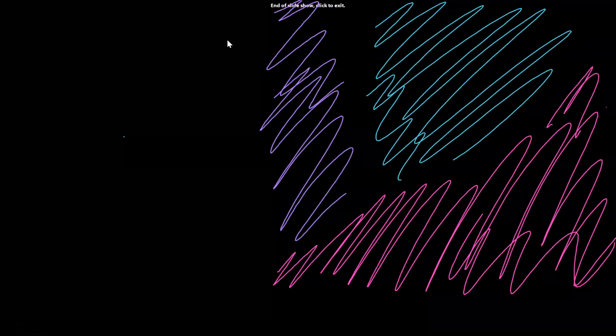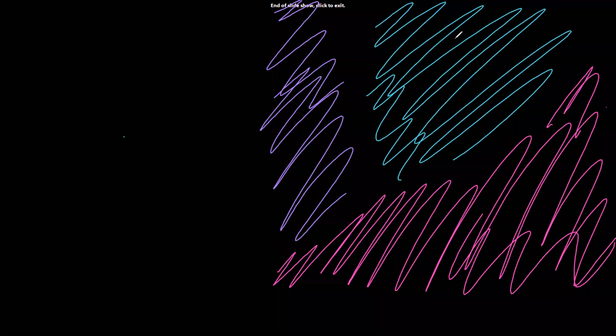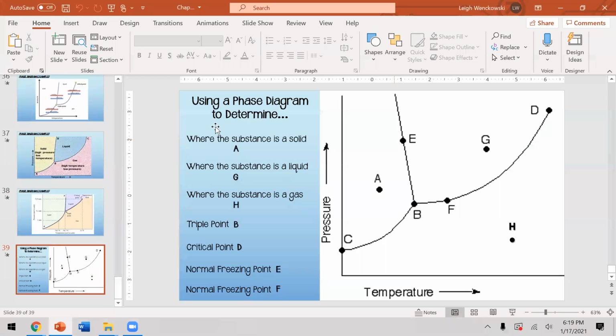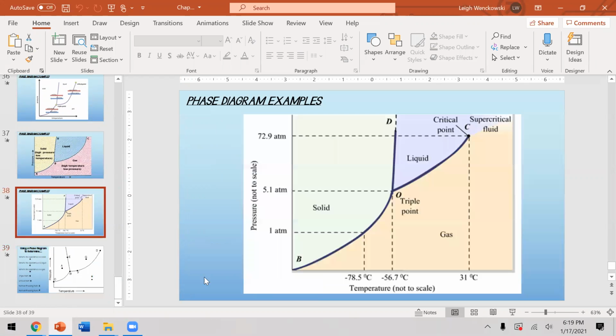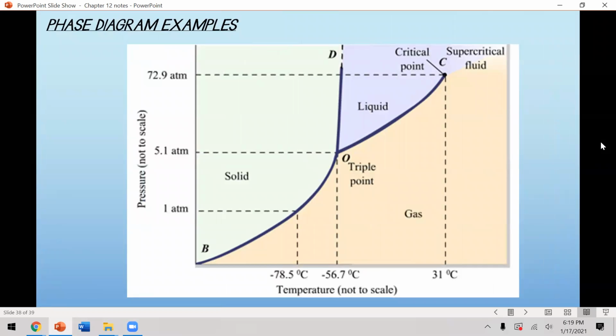Okay, let's try another one. Let me clear that. Let's try another one. So let me go to this one real quick. You're going to have many phase diagrams to look at. So just be aware that, for this example, here's our triple point. Here's our critical point. You have solid, liquid, and gas.